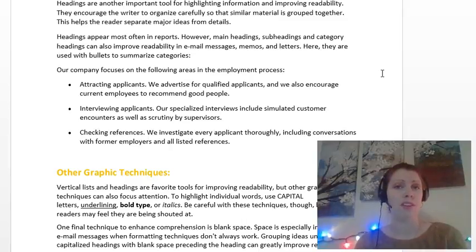Also, something to consider when you're using a bulleted list is that the first thing or the first couple of things that you list should be the most important things.